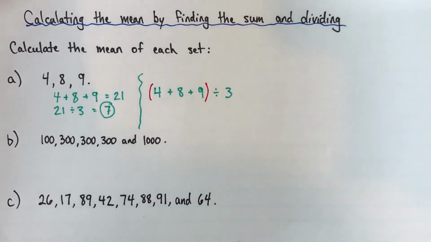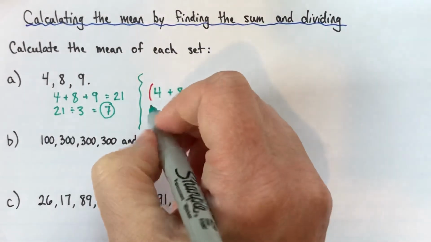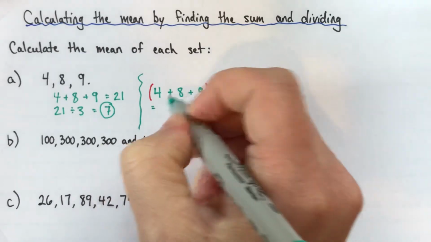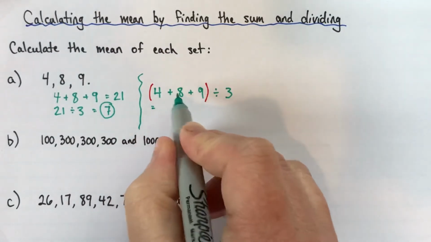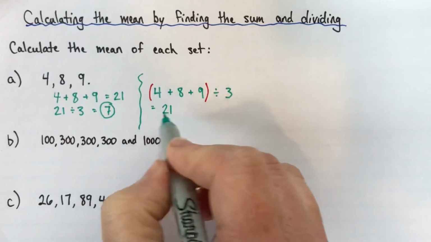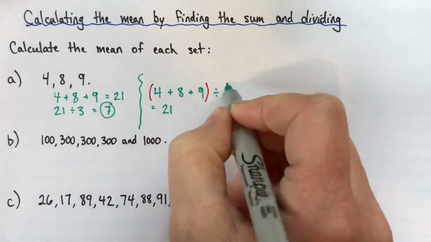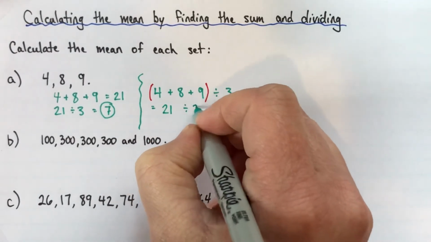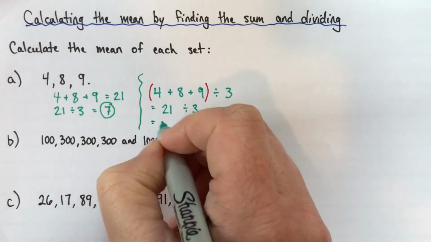So if you write it like that, make sure you use the brackets. And then I think you should show what you've got here. 4 plus 8 plus 9 is 21. And we need this line to be the same as this whole line. So make sure you write divided by 3 there. And then that's equal to 7.